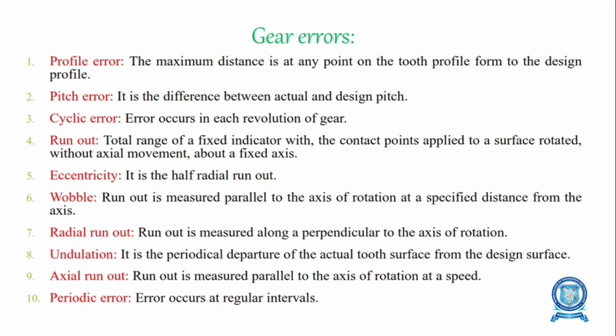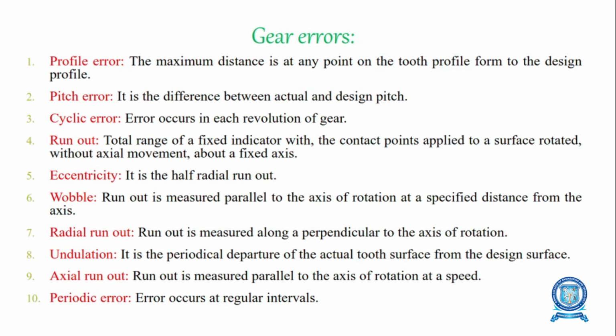Then the next one is cyclic error. It is the error that occurs in each revolution of the gear. When the gear rotates with its mating gear and one revolution or one cyclic rotation is completed, we may find some error. That error is called cyclic error.